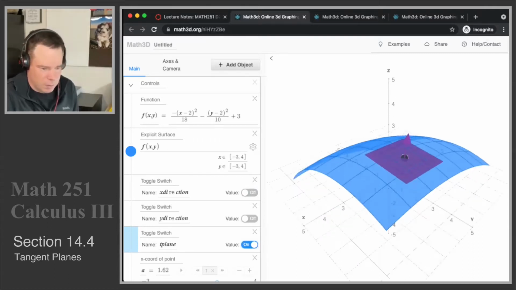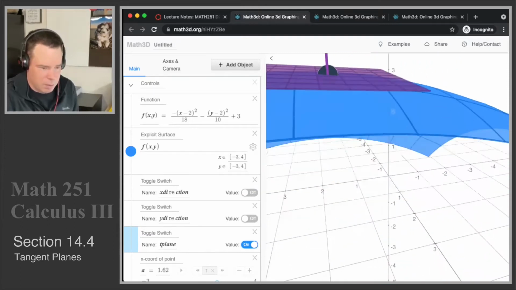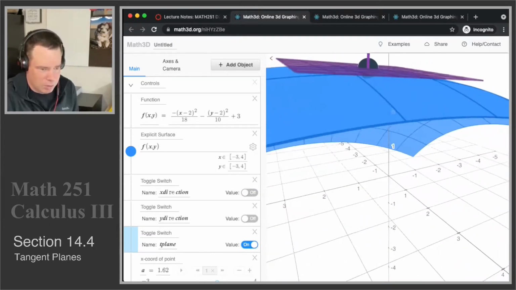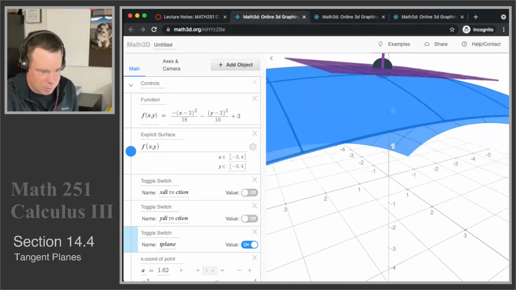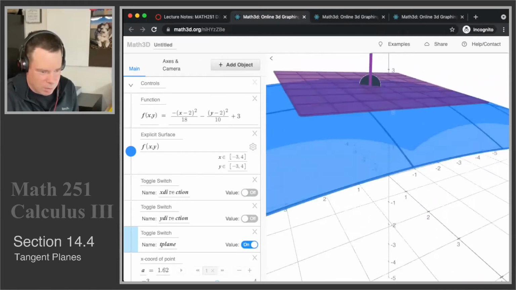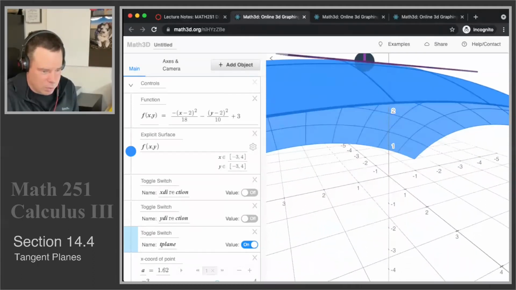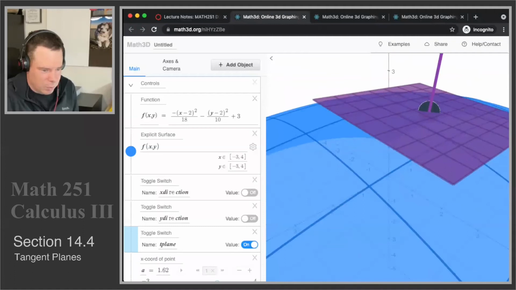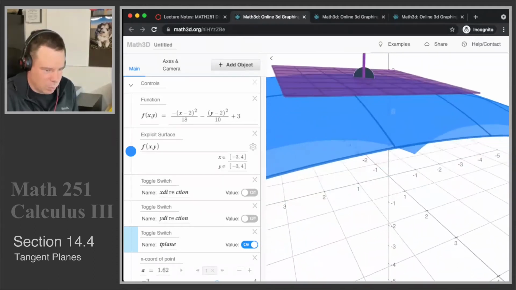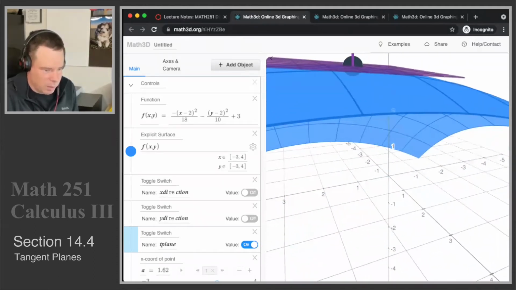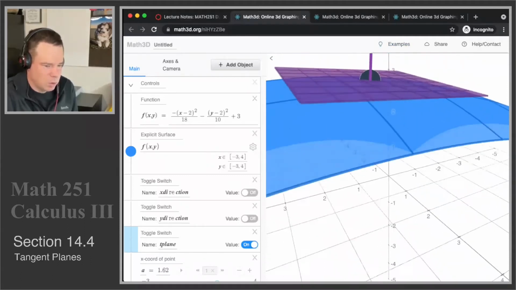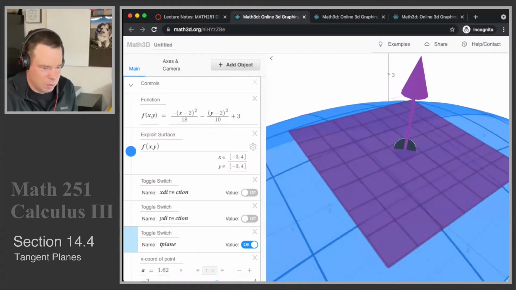If I zoom in on this, that plane should be a pretty good approximation, at least nearby this point, of the points on the surface. If I move far away, then the plane is probably not going to be a good approximation. But at least close by, points on the plane are roughly close to points on the surface. Same notion as a tangent line, but now we're looking at a tangent plane.